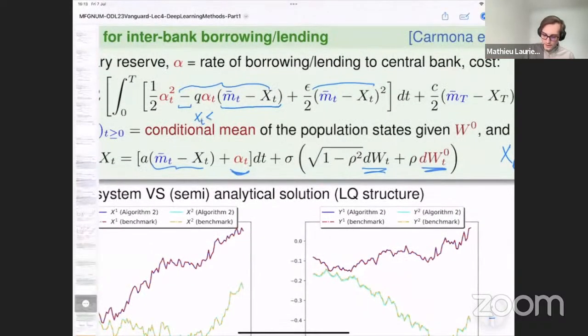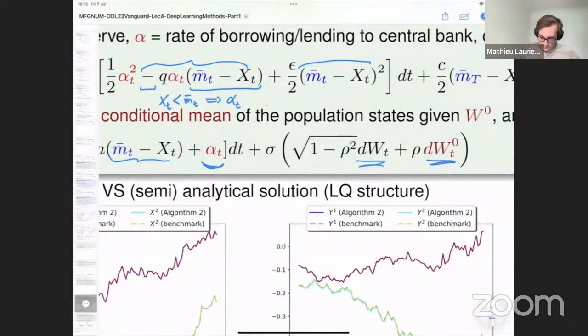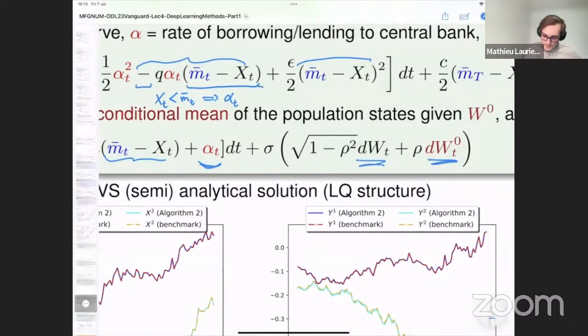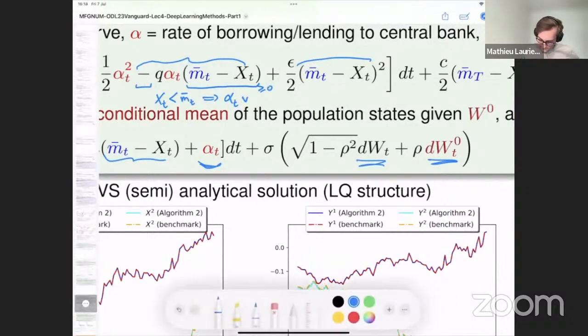So if xt is smaller than m bar t, then just by looking at this term by itself, you are going to take alpha t negative. Sorry, let's do it again. Xt is smaller than m bar t, so this term is positive. Because of the minus sign, we get something negative, and you try to minimize, so you are going to take alpha t positive and large, intuitively. Of course, there is a balance with the other terms.